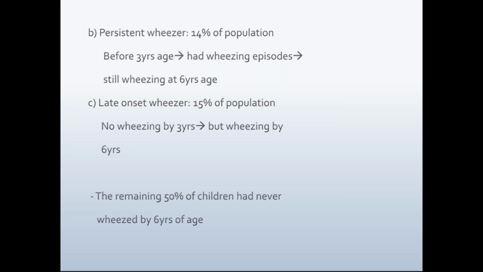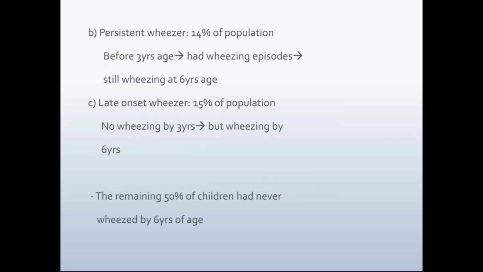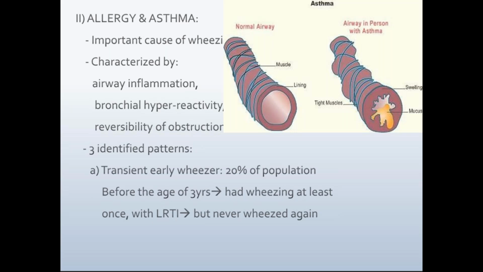Late onset wheezer, no wheezing by 3 years. So the child never had a wheeze at the age of 3 years, but wheezes at the age of 6 years, then you call it a late onset wheezer. The remaining 50% of children had never wheezed by 6 years of age. So this is the entity: transient, persistent, and late. I hope I'm clear with all these definitions. Am I clear?